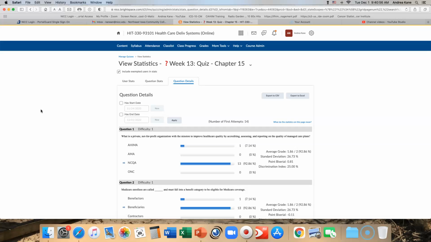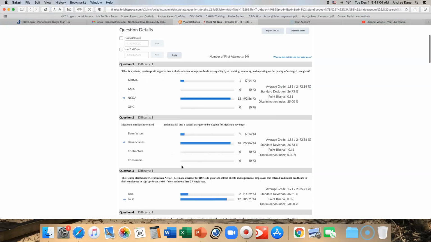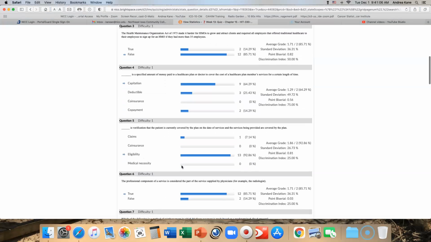We are talking about Chapter 15. This is the quiz debrief on that chapter. There were, looks like, 5 questions that we might want to talk through. First one I would like to talk about is number 4. Blank is a specified amount of money paid to a healthcare plan or doctor to cover the cost of a healthcare plan member's services for a certain length of time. This is capitation. Capitation was the correct answer.